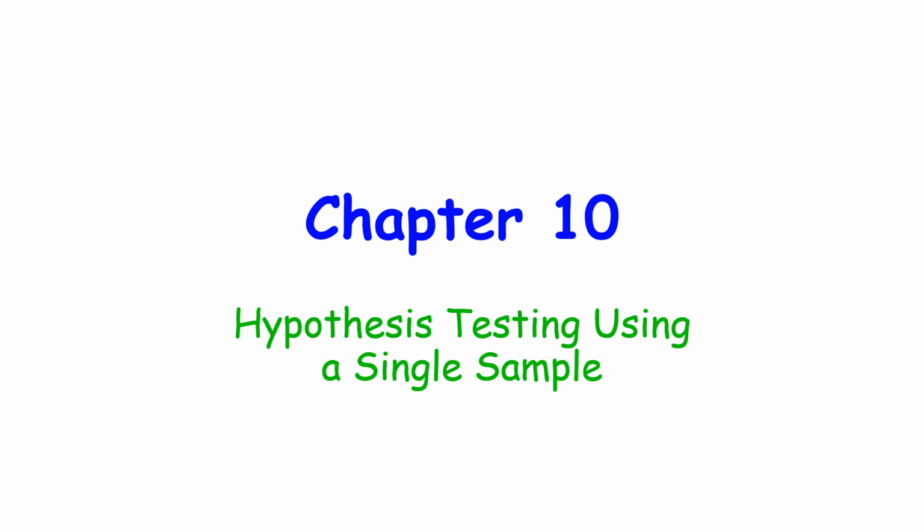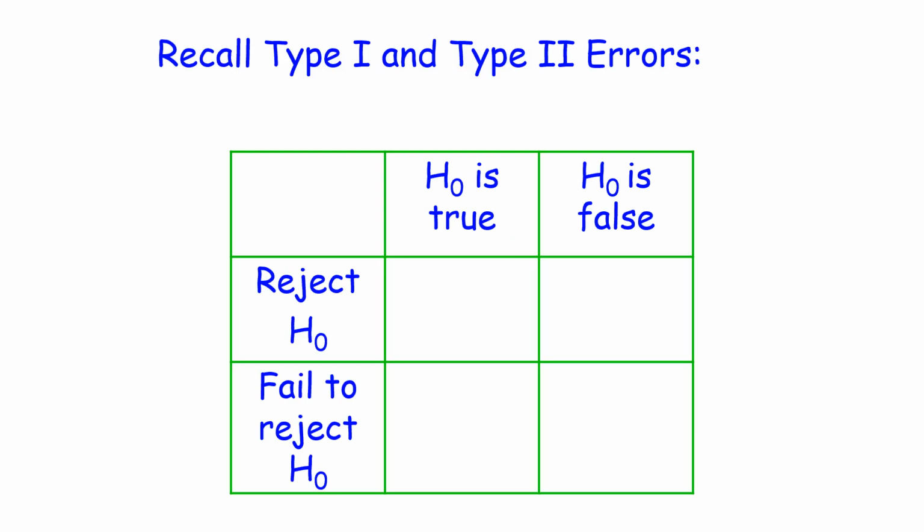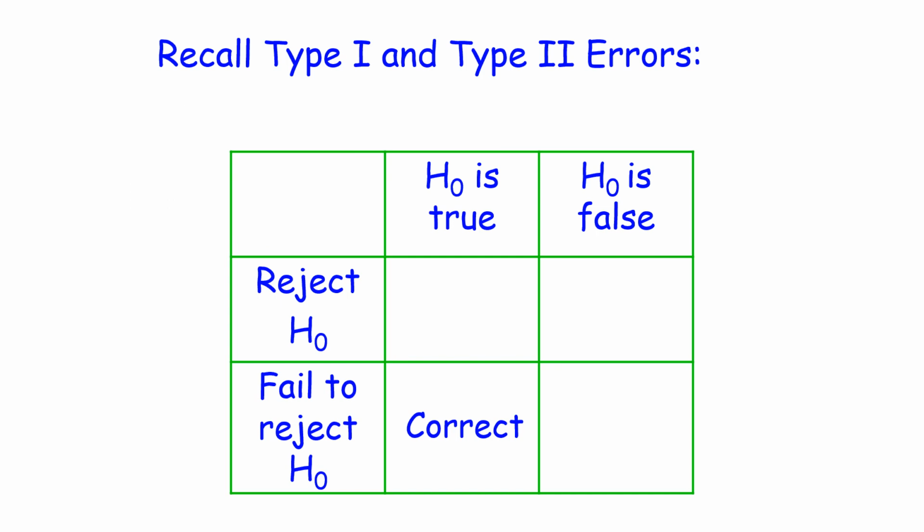In this video, we're going to be talking about hypothesis testing using a single sample, specifically power and the probability of a type 2 error. Recall that a type 1 and type 2 error is that if our null hypothesis is true and we fail to reject it, the type of decision made was a correct decision.